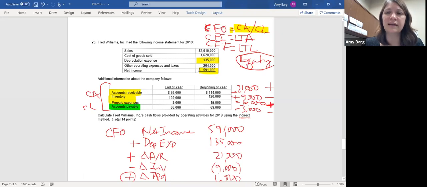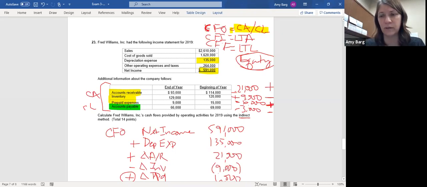But because this is an indirect method, it's kind of backwards, we don't actually care about the cash that came in from customers, because that money is already included in our net income. We are just adjusting our net income for things that aren't already included, or that are included that shouldn't be. So the direct method, we would calculate cash flows from customers, cash paid to suppliers, cash paid for, you know what I mean?